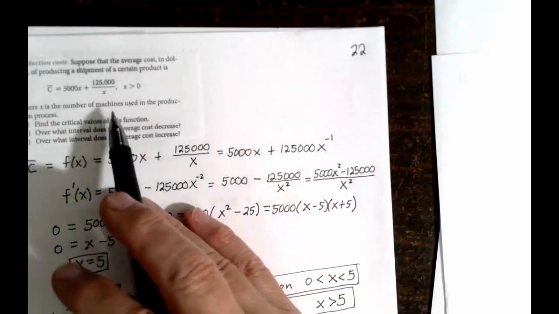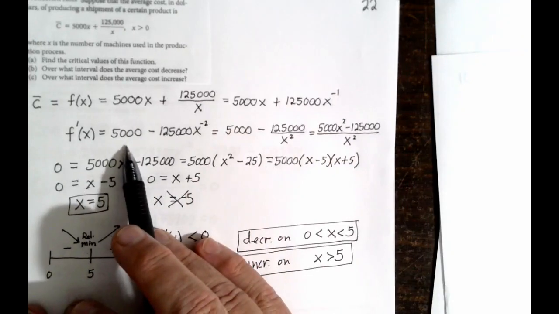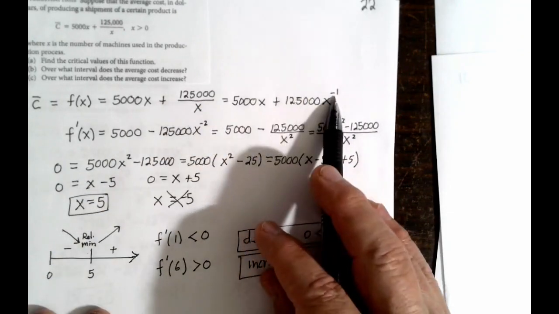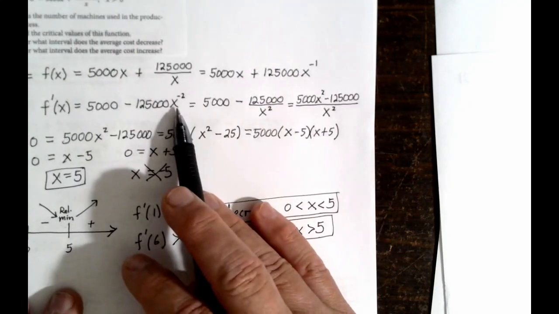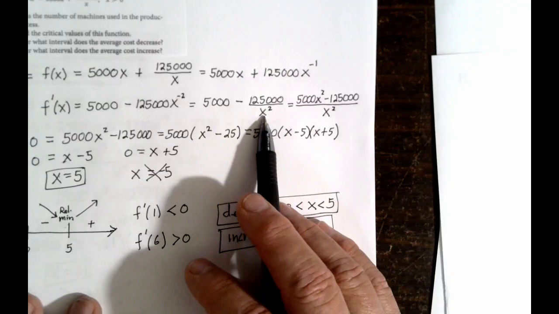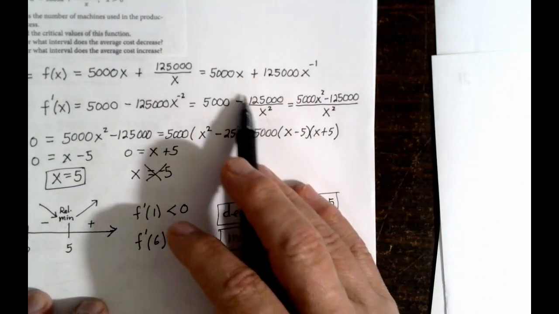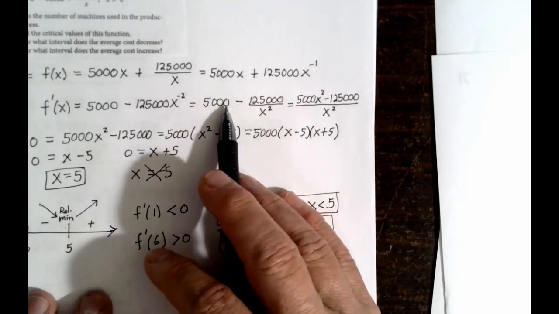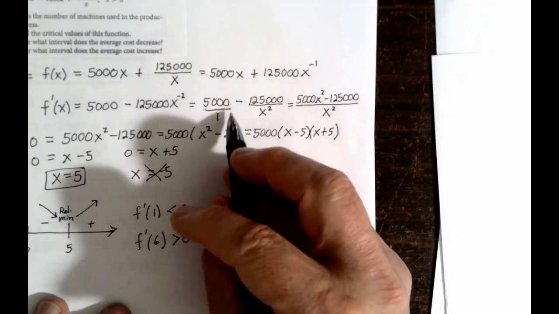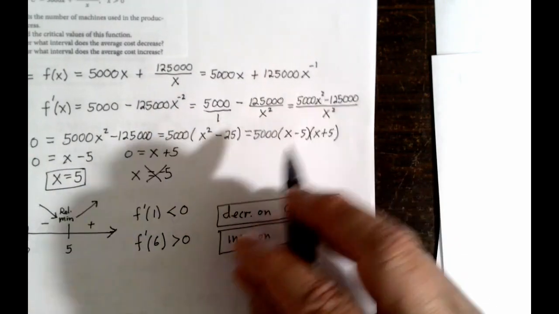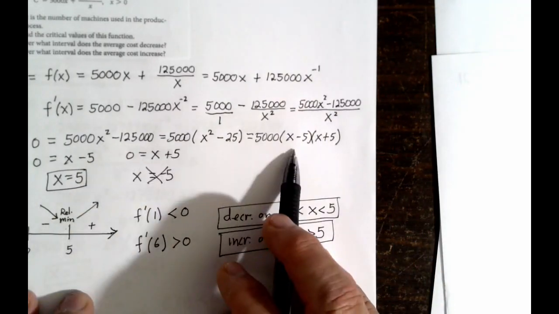53, when you take the derivative of 5,000x, you just get 5,000. When you take the derivative of this guy, I wrote it this way to make it easier. You get negative 125,000x to the negative 2, which you can write over x to the positive 2. Now when you're trying to find critical values, you might want to write this as one big fraction. So take this one and multiply by x squared over x squared, so you can write it as one big fraction.